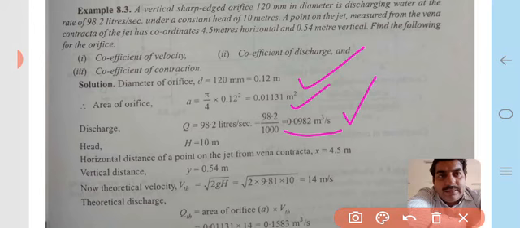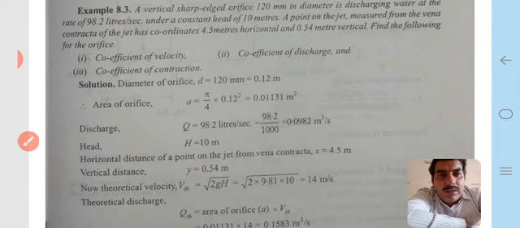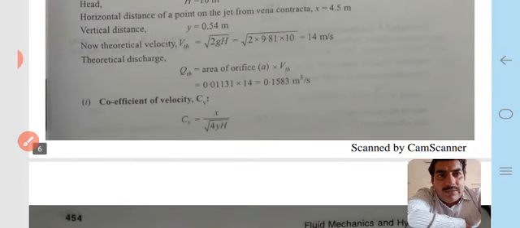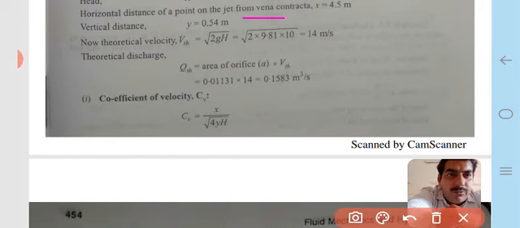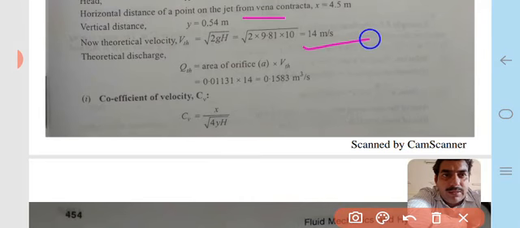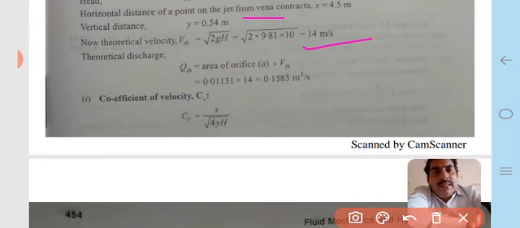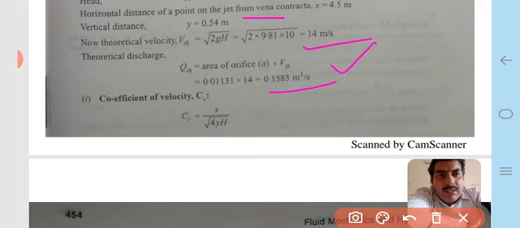and head is given, that is 10 meter. Horizontal distance of the point on the jet from vena contracta, x is equal to 4.5 meter. Vertical distance y is equal to 0.54 meters, and therefore theoretical velocity is how much? That is under root 2gh, and it is calculated as 14 meter per second. Theoretical discharge Q theoretical is equal to area of orifice into V theoretical, and therefore theoretical discharge is calculated as 0.1583 meter cube per second.